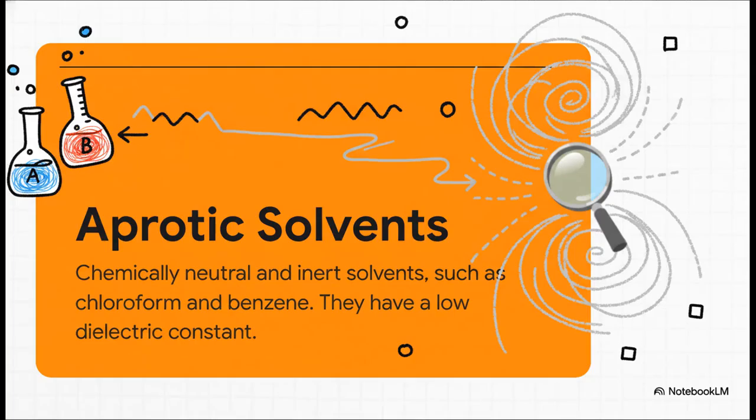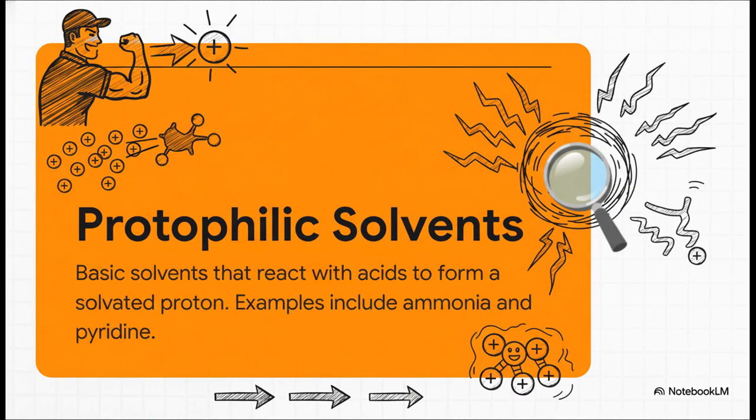First up, you've got your aprotic solvents. These guys are like the neutral referees. They don't take sides. They're just there to provide a quiet, non-reactive space so the acid and base can finally interact without any distractions. Then you've got the protophilic solvents. The name literally means proton-loving, and believe me, they are. These are the aggressive coaches. They're basic and they crave protons. They'll march right up to a weak acid and basically force it to give up its proton, making it react and show its true colors.